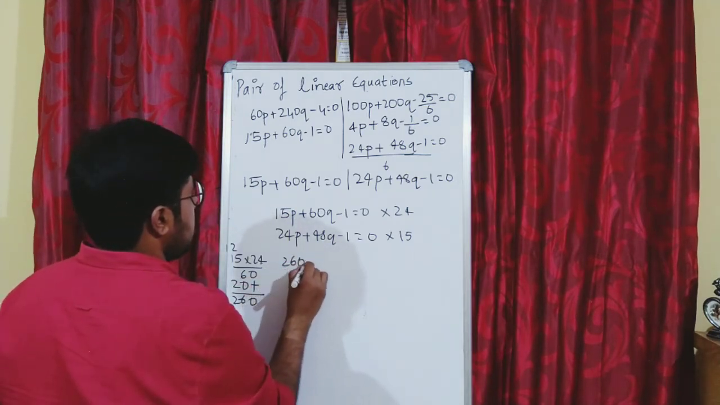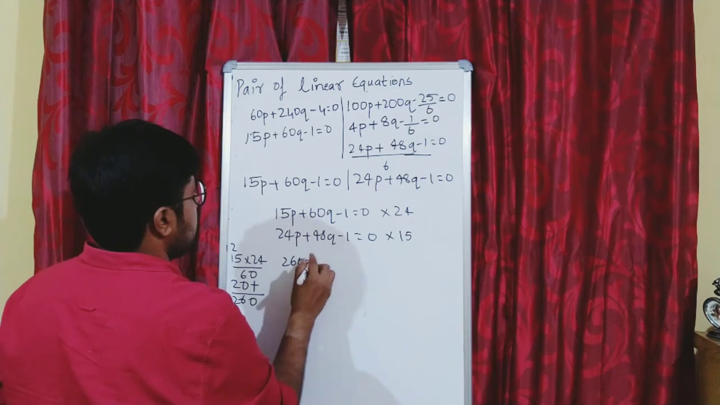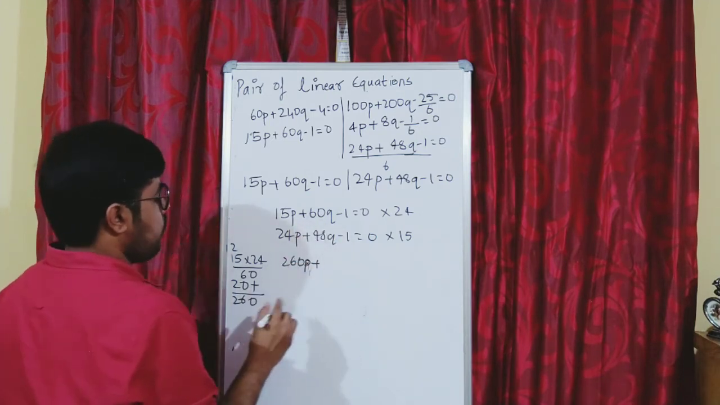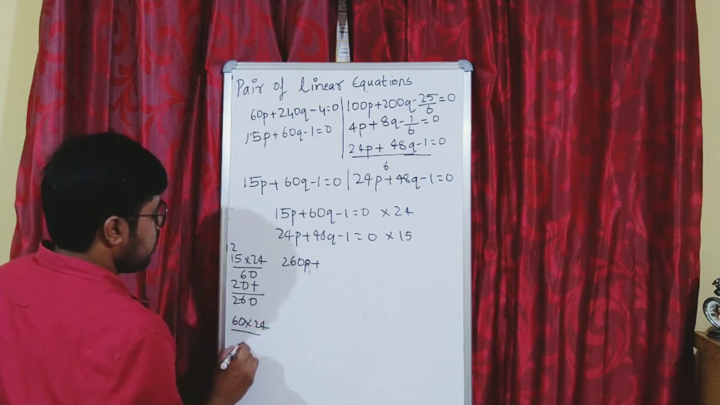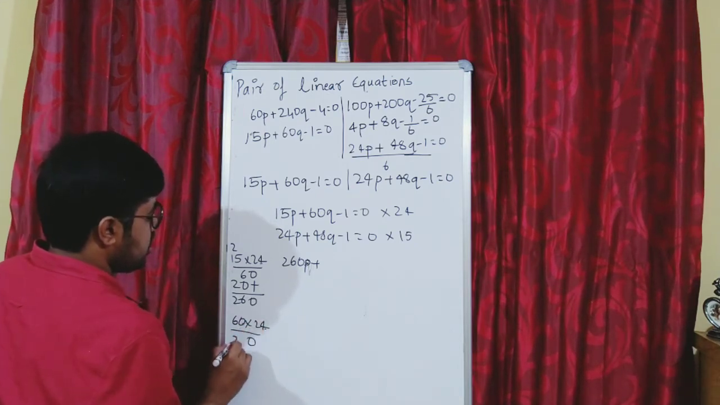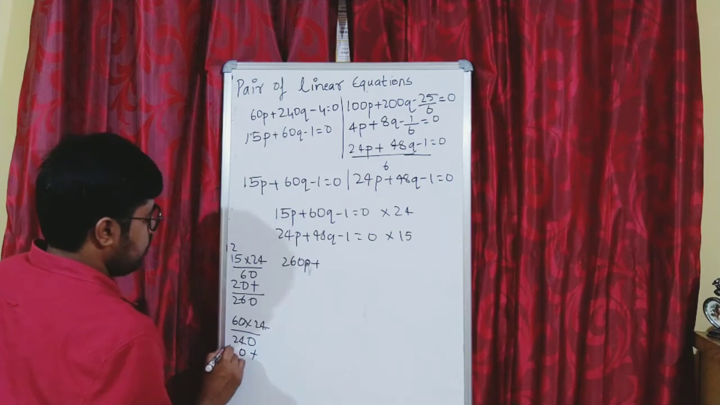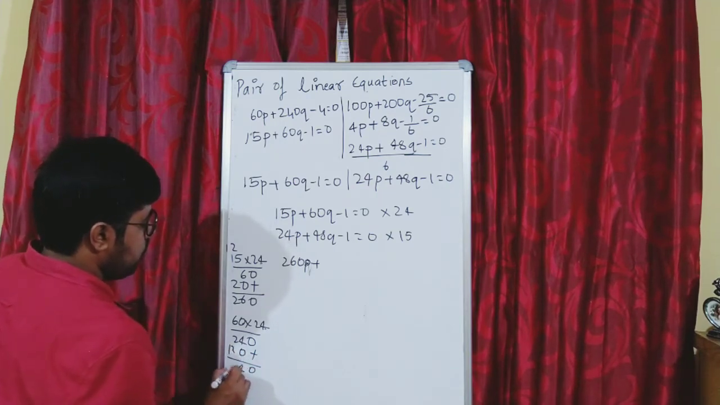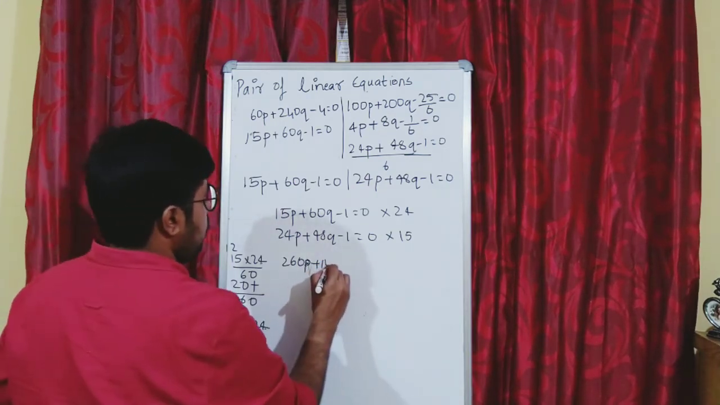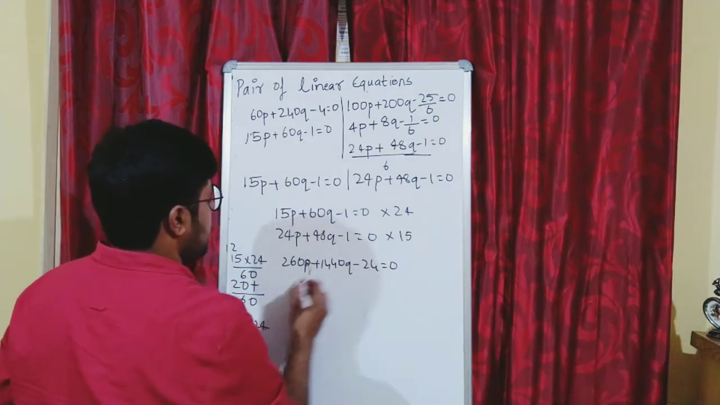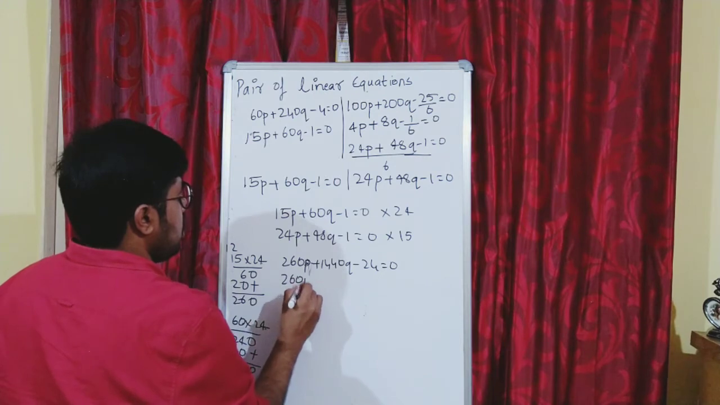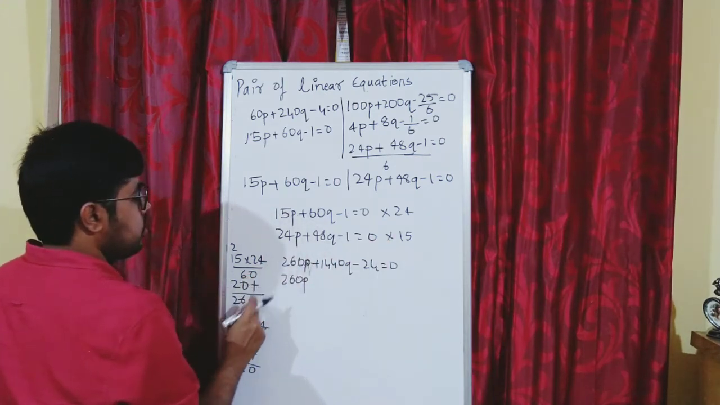So 360p plus 60 into 24. What is 60 into 24? Quickly do it. It becomes 1440, so 1440q minus 24 equal to 0. Next equation, of course, this will be 24 into 15, which we have already done, it is 360.